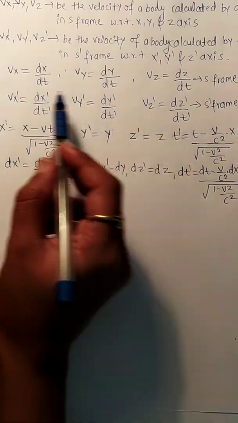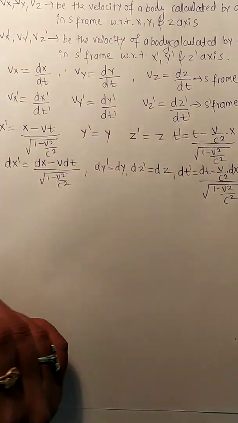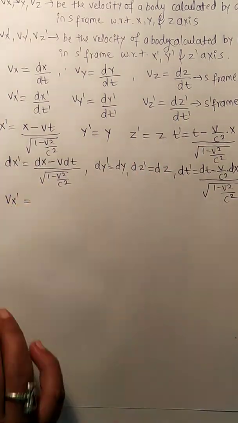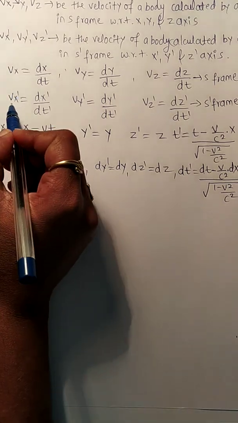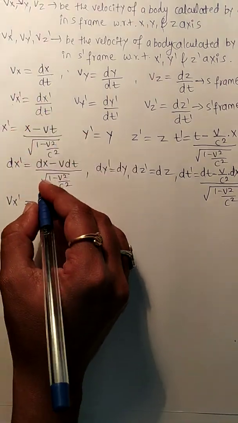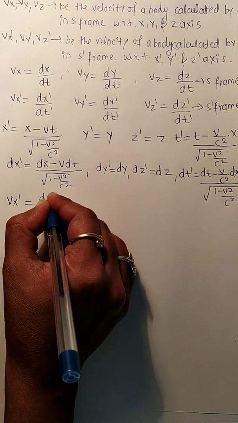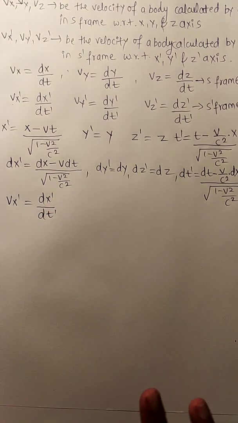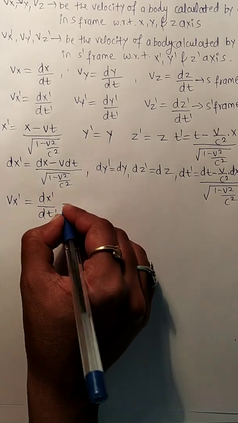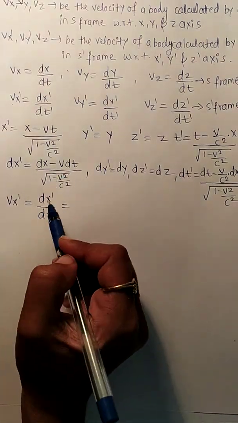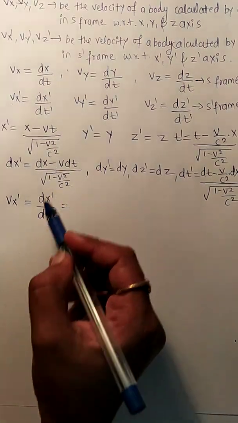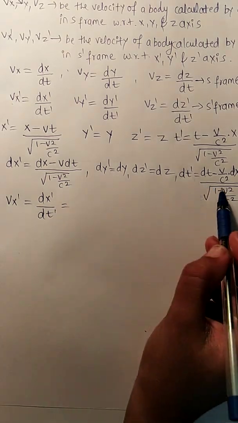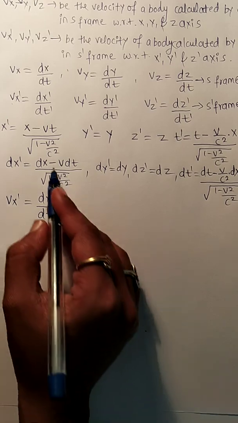Okay. So lastly, I'll prove this one. I'll calculate all three velocities. So first I'll take the equation vx dash is equal to dx dash divided by dt dash. This is our main equation. Now we have the dx dash value here, and also the dt dash value here. So shall I substitute these two values here? So what will we get?